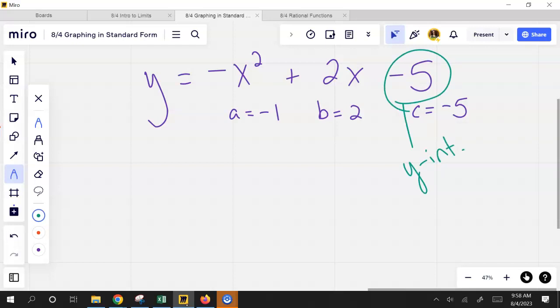The constant on the end gives us the y-intercept. So let me rewind just a little bit, because I never like to just tell you something without telling you why it is what it is. I feel like it helps you understand a little better.